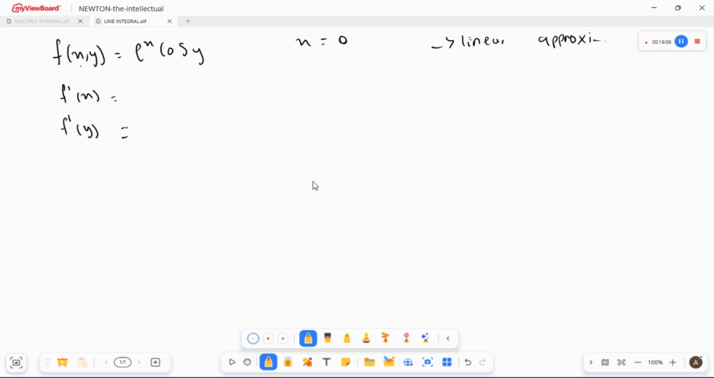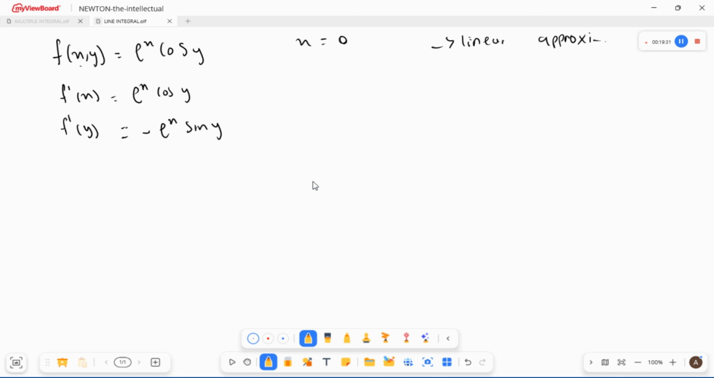When you differentiate with respect to x, we still have e to the power of x cos y. When you differentiate with respect to y, you get minus e to the power of x sine y. If you do not understand how this magic was performed, please go and watch the video, and I believe you will be able to get it.